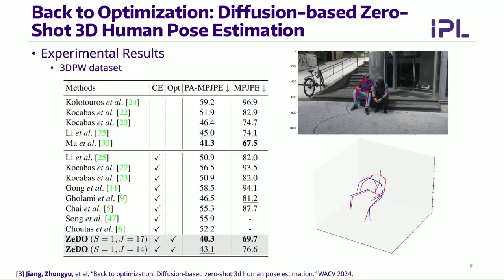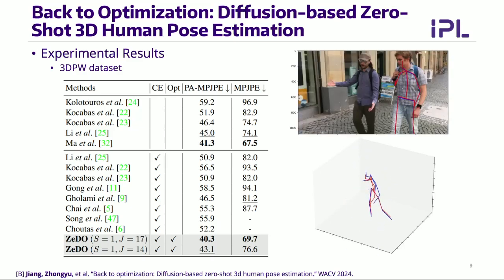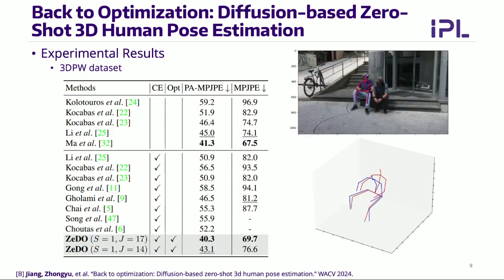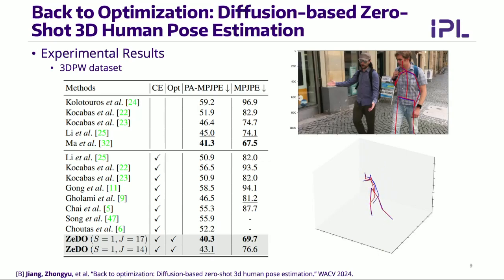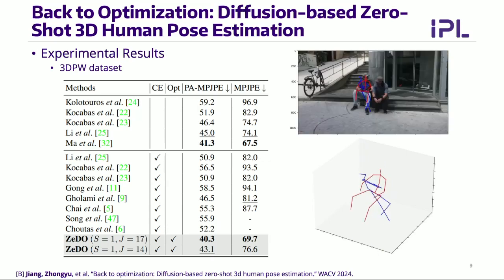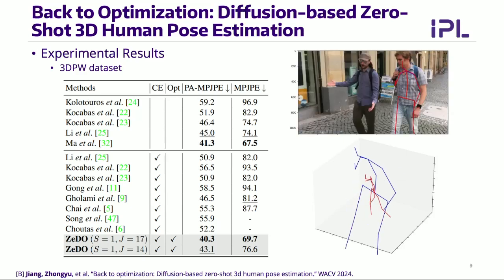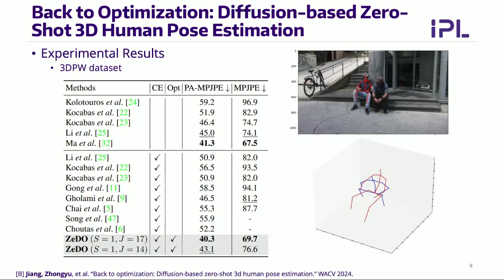Here, we show the experimental results of our method on 3DPW dataset. As you've seen, we outperform all the state-of-the-art learning-based human pose estimation methods in PA-MPJPE as an optimization method. Meanwhile, our pose generation model doesn't train on 3DPW as well. On the right side, you are able to see how the ZeDO iteratively optimize the human poses and get the final results.